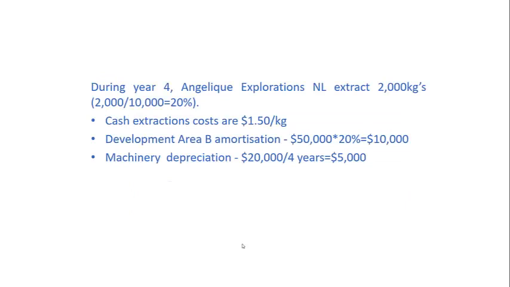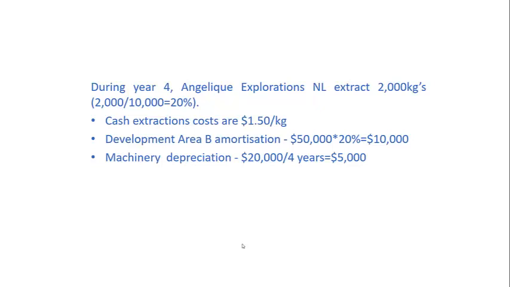During year 4, Angelique Explorations commences its extraction, and of the 10,000 kilos that it's found, in the first year it extracts 2,000 kilos or 20% of the reserves. This is going to be the basis on which we allocate the development costs, units of production. To extract the resources, I incur $1.50 per kilo of cash costs.